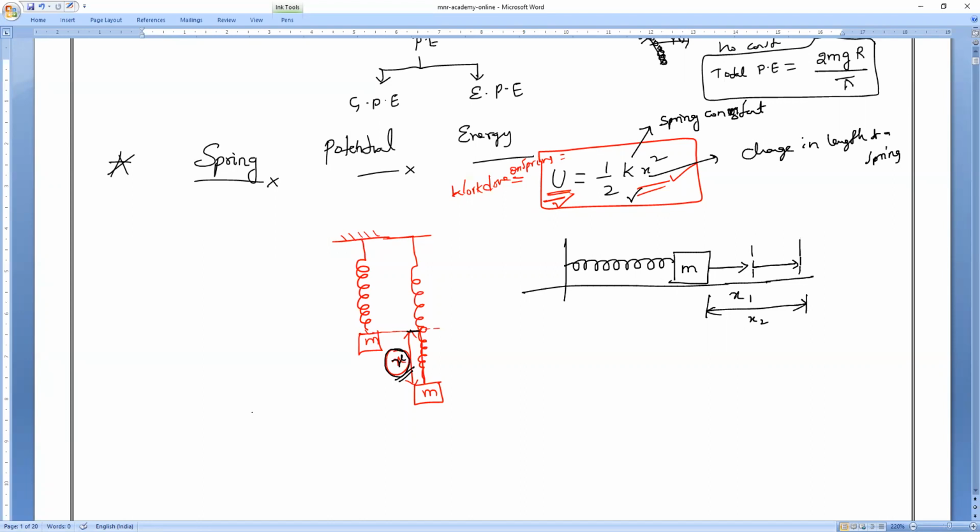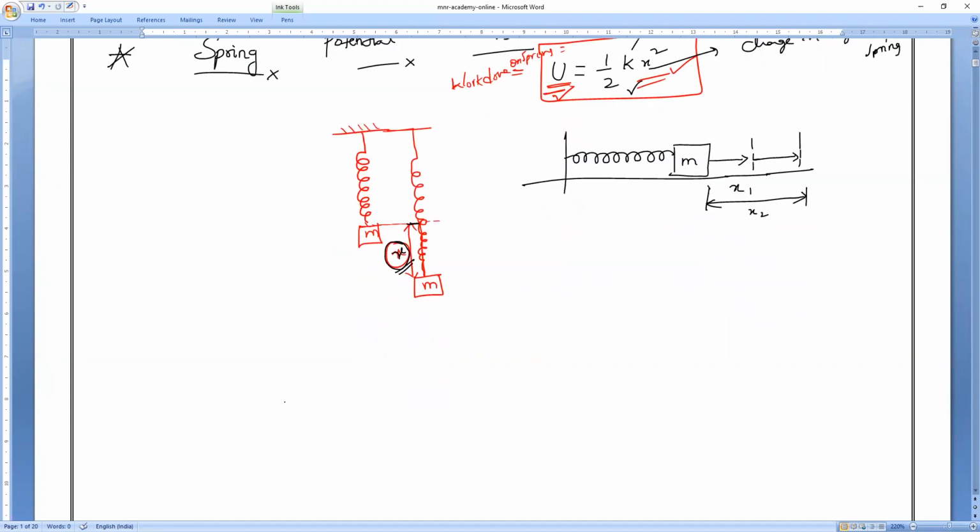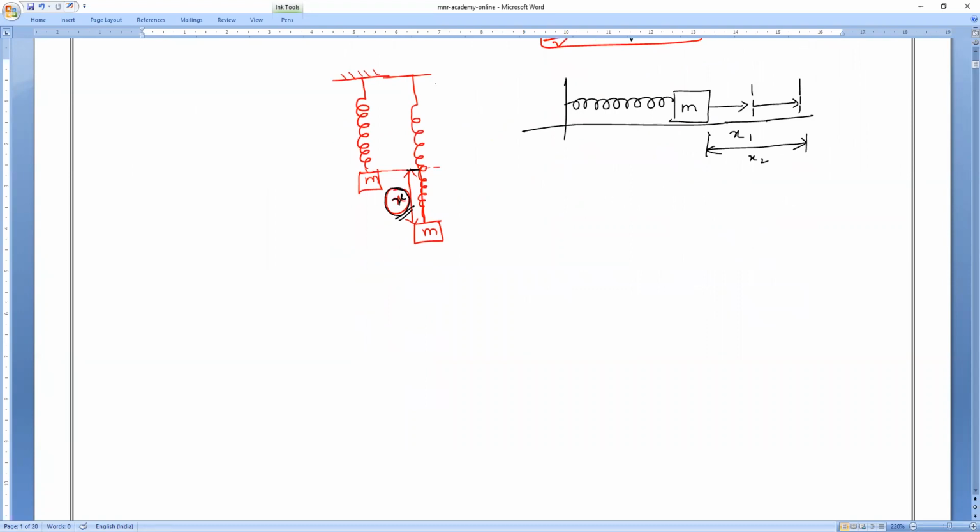Now I want to say one important point. As we all studied, potential energy of a body we cannot calculate, we cannot define. We can define only one thing: the change in potential energy. Remember that.